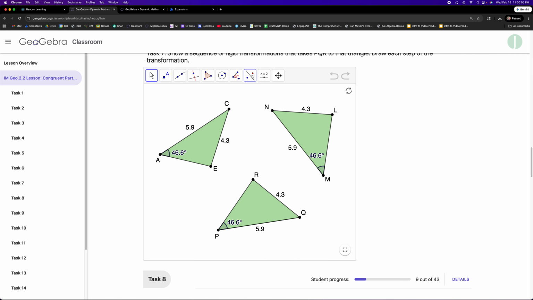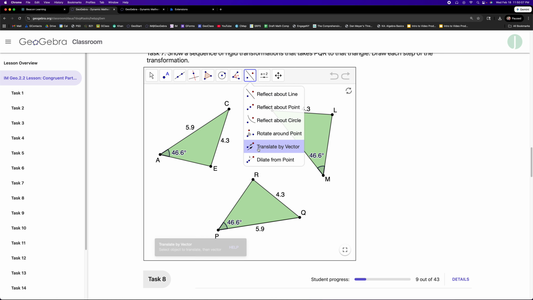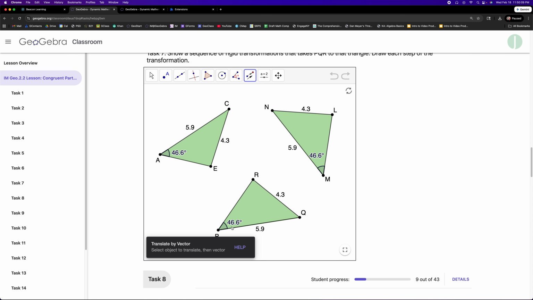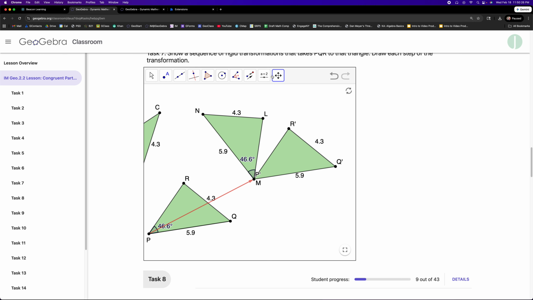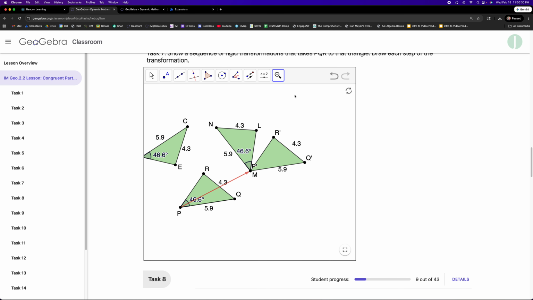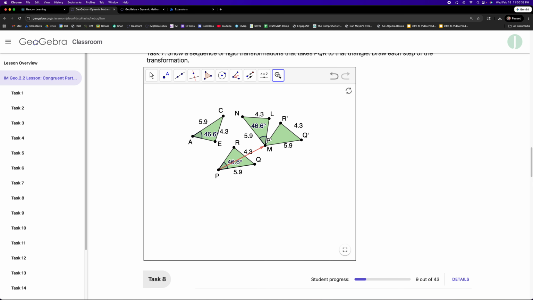So first off, we're going to translate. So translate by vector. And I know that this P has to land on that M. So I'm going to select the triangle. That highlights all the edges, and then I'm going to go from P over to M. Boom. Okay, so it's off the screen. I'm just going to move it a little bit so that we can see what we're doing here. Maybe I'll zoom out a little bit. There we go. No, oops, too much.